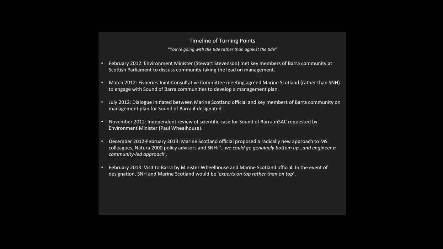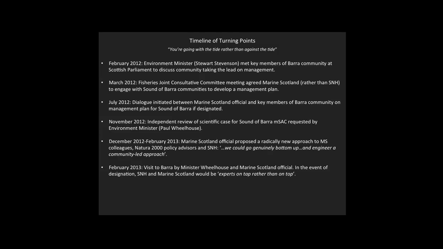Another key point was Minister Wheelhouse personally visited Barra in 2013 with the Marine Scotland official and met with whoever there wanted to talk to him. I think there were about 12 or 15 people at the meeting and quite a lot of fishermen there. And even though he hadn't taken the decision on the Sound of Barra Marine SAC at this stage, he indicated that he had the results of the review of the science, and there was nothing in the review which would give him grounds not to designate the Sound of Barra as a marine special area of conservation.